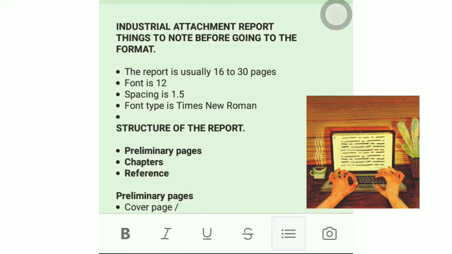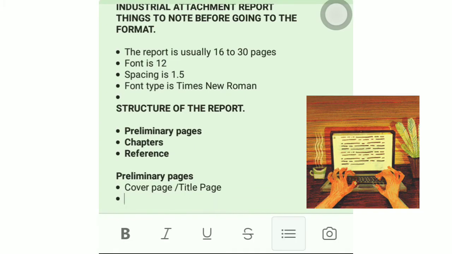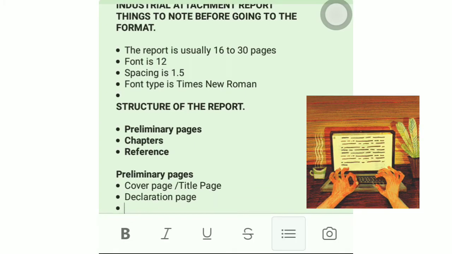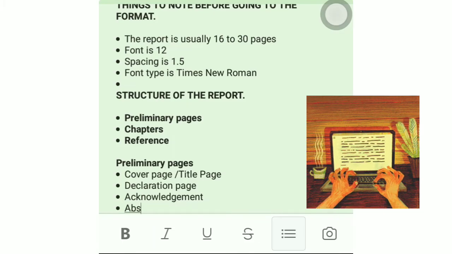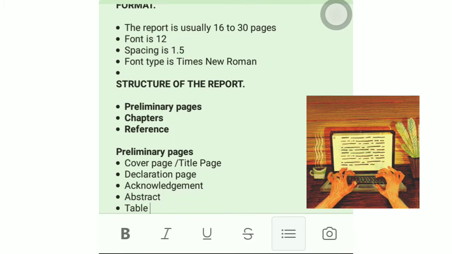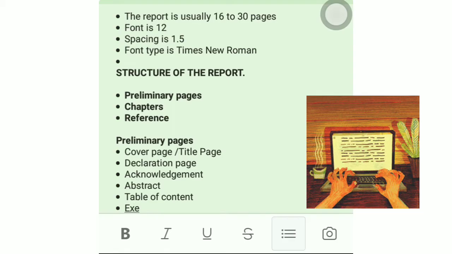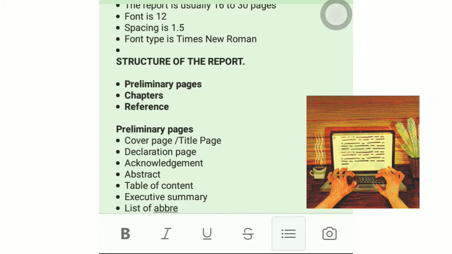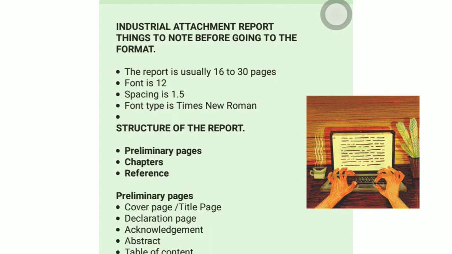So the first preliminary page is usually the cover page or the title page, and the second part is the declaration page, and then we have the acknowledgement page, and then we have the abstract, we have the table of contents, we have the executive summary, and finally we have the list of abbreviations. So let's look at the preliminary pages one by one.